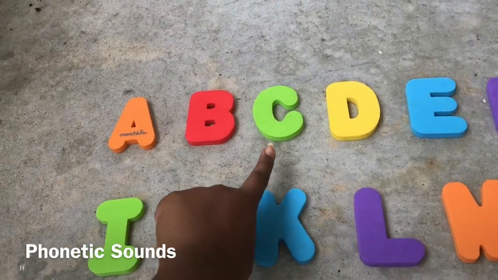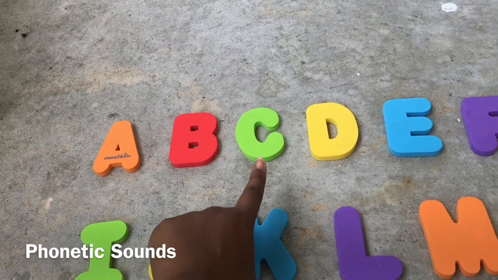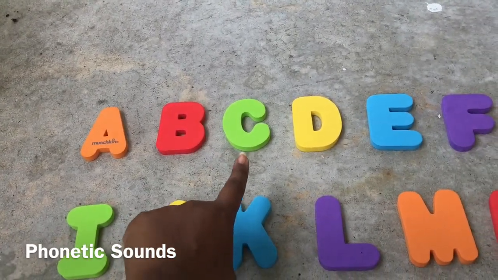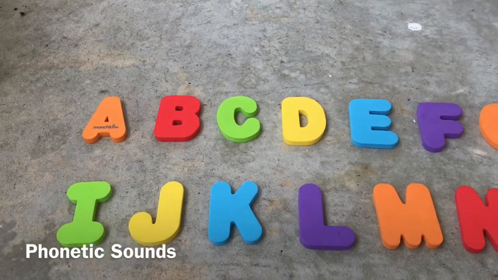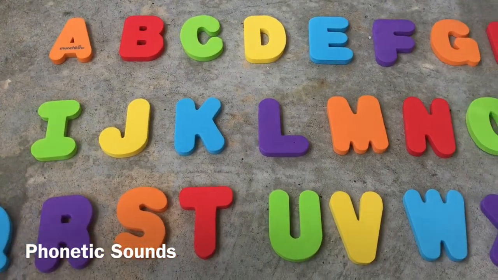C. C is for cat. K, cat. K, k. What sound does C make? K, k. Cat. And you do this for every letter of the alphabet, and you don't have to.